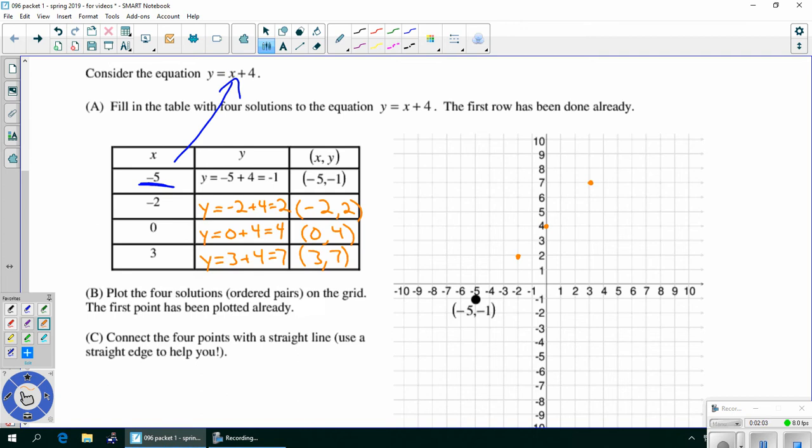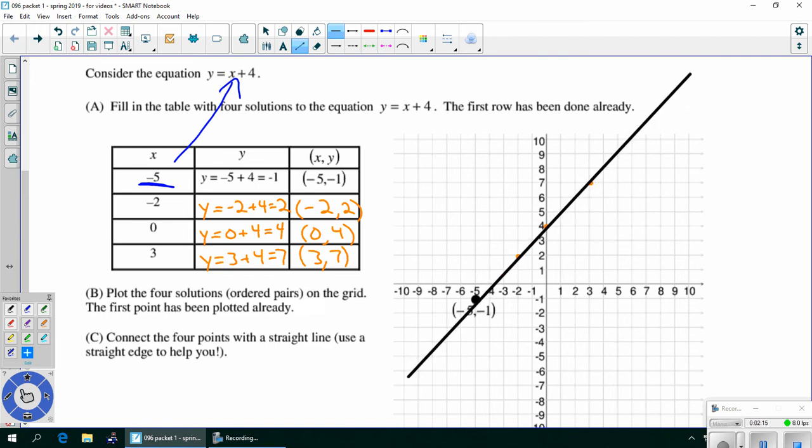Part C, connect the 4 points with a straight line. Use a straight edge to help you. So you should use a ruler or something straight. I think I've got a tool here I can use. And you want to just try to hit all 4 of those points if you can, something like that.